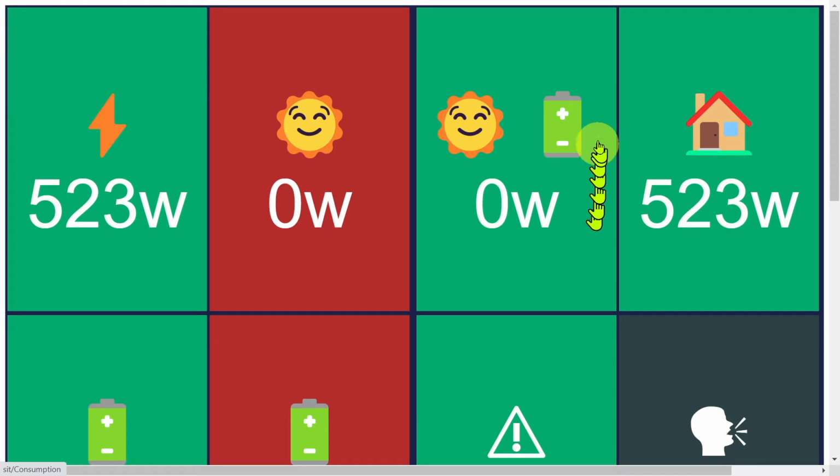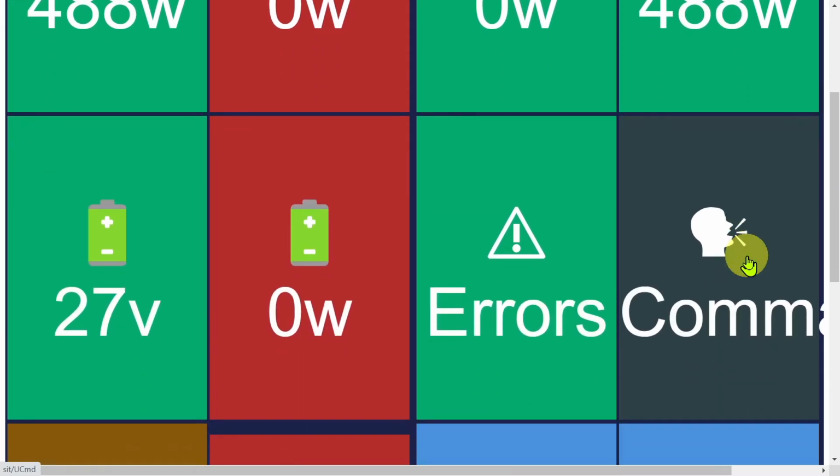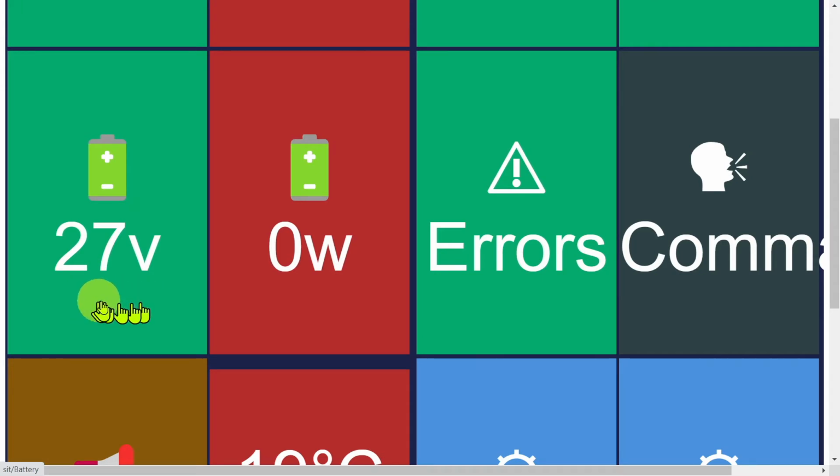The third tile represents solar and battery output. The tile with the house icon shows total consumption. On the battery tiles, V shows battery volts. I have a 24-volt system, so my battery is fully charged.